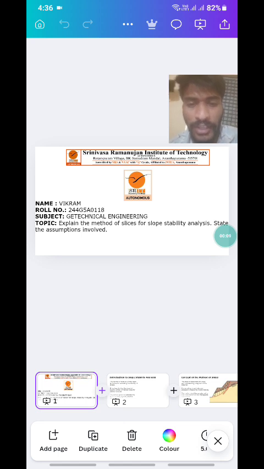Subject is Geotechnical Engineering. Today I am explaining the topic: explain the method of slices for slope stability analysis. State the assumptions involved.